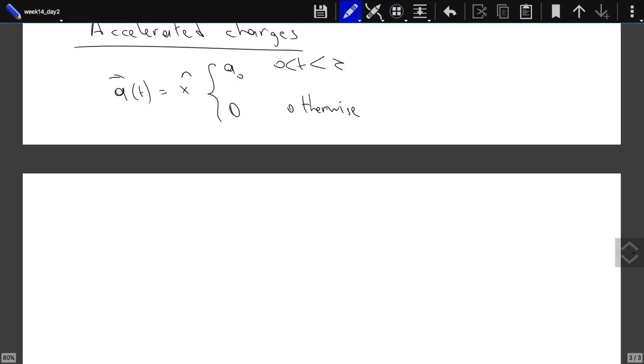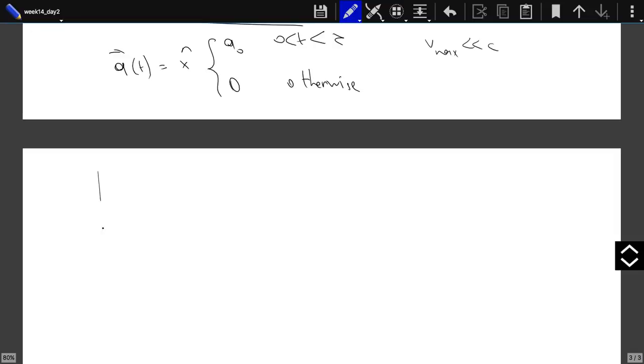Now, what will the electric field lines look like? I will also assume that the maximum speed is much less than the speed of light. So it's just a slowly accelerating, slowly moving charge. It is accelerating, but nevertheless it's not reaching relativistic speeds. You can generalize this argument for objects moving close to the speed of light, but for our argument at least, this is enough.